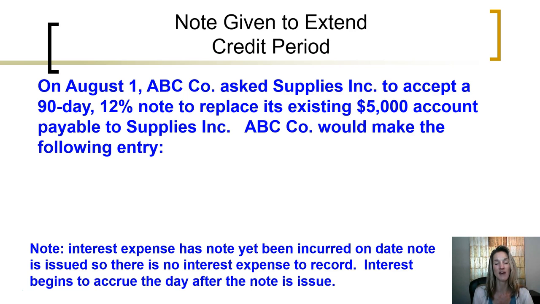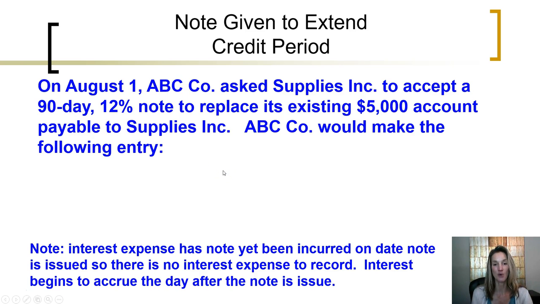its existing $5,000 account payable. ABC has an account payable of $5,000 to Supplies. Because ABC is not properly prepared to pay that account payable when it becomes due, they have offered their supplier a 90-day 12% note. In other words, a promissory note stating they will pay 12% interest on the $5,000 liability, plus the $5,000 liability. All will be paid in 90 days.